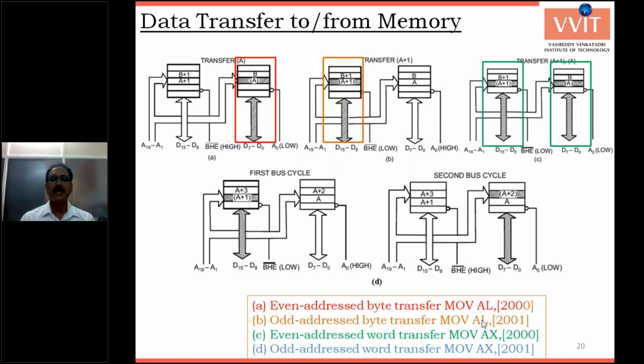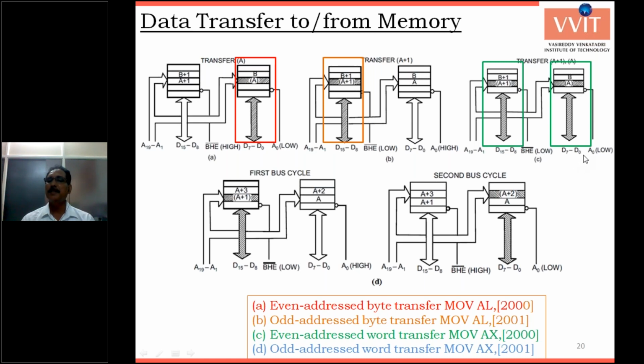Next, in the previous case AL stands for only 8-bit storage capacity. Here it is 16-bit, reading 2 bytes at a time, that is 2 memory locations. MOV AX, [2000]. In this statement, shaded green, it is an even address word transfer. The address 2000 is A, and 2001 the consecutive memory location. The first memory location is A and the second memory location is A plus 1.